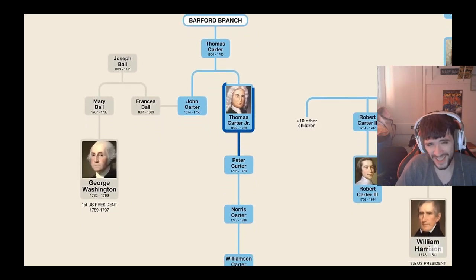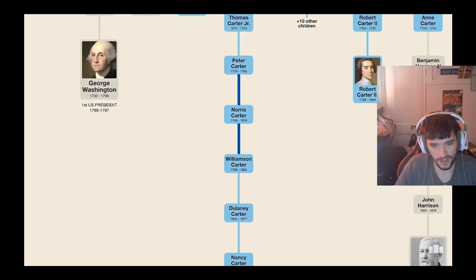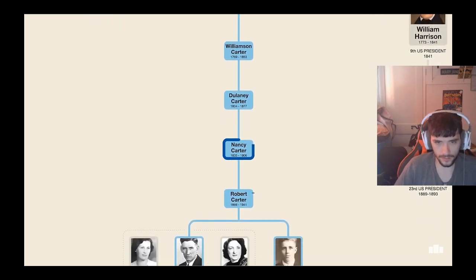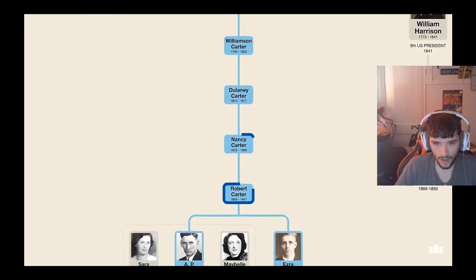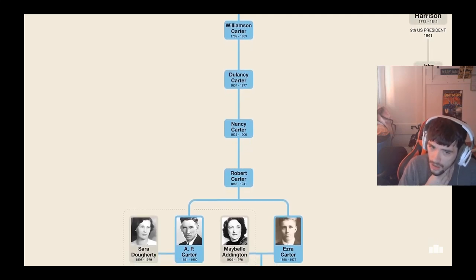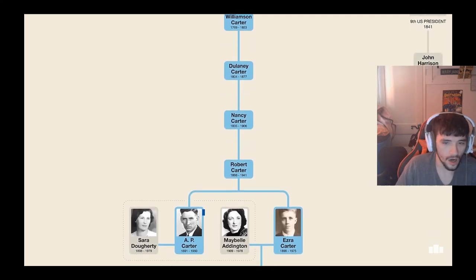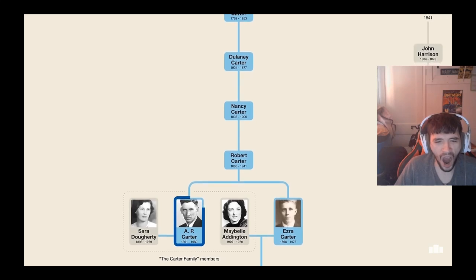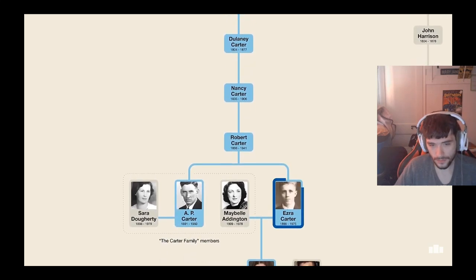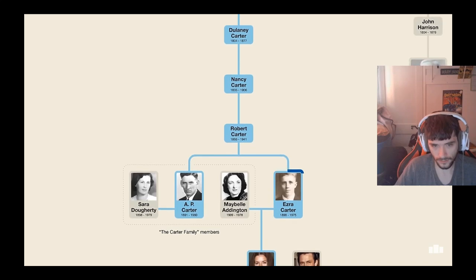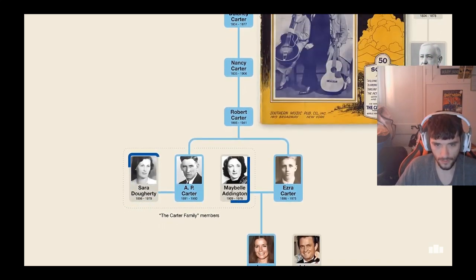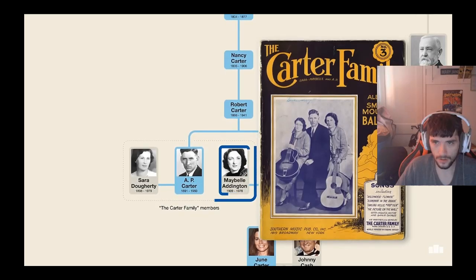And if we go 5 generations down from him, we come to a single mother named Nancy Carter, who had a son named Robert out of wedlock, which is why he took his mother's surname. Robert, in turn, had several children, including his firstborn, Elvin Pleasant, better known as AP, and his fourthborn, named Ezra. In 1927, AP, along with his wife Sarah and Ezra's wife Maybelle, formed a singing group called the Carter Family.